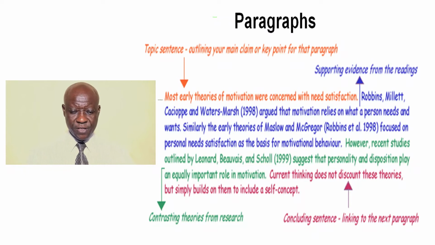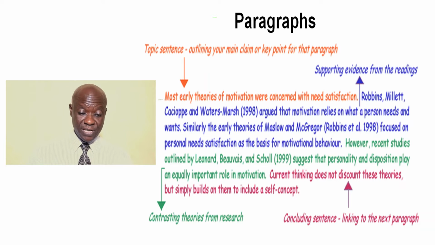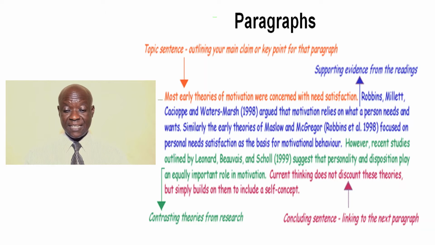Most early theories of motivation were concerned with need satisfaction. Robinson, Millet, Cacioppo, and Waters, 1990, argued that motivation relies on what a person needs and wants. Similarly, the early theories of Maslow and McGregor, etc., focused on personal need satisfaction as the basis for motivated behavior. However, recent studies outlined by Leonard suggest that personality and disposition play an equally important role in motivation. Current thinking does not discount these theories, but simply builds on them to include a self-concept.